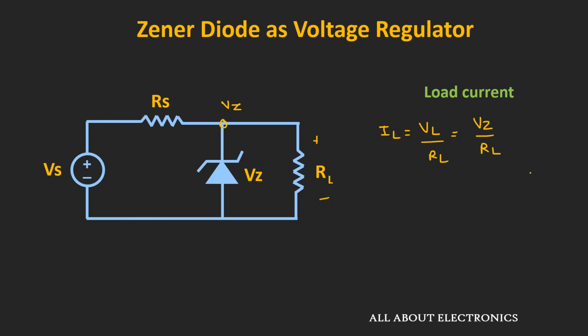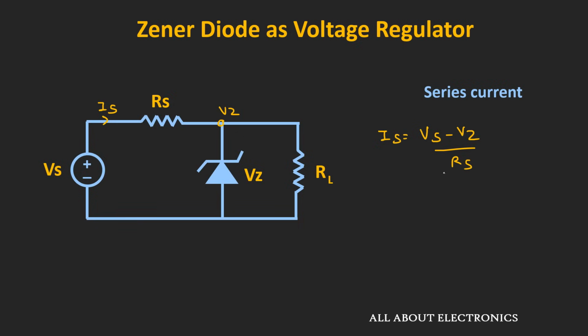Similarly, now let us see what is the source current or the series current which is flowing through this resistor RS. So this source current IS can be given as Vs minus Vz divided by RS. This is the source current which is supplied by this voltage source. Now we know the source current and this load current, and the remaining current will flow through this Zener diode, and this current is known as the Zener current.